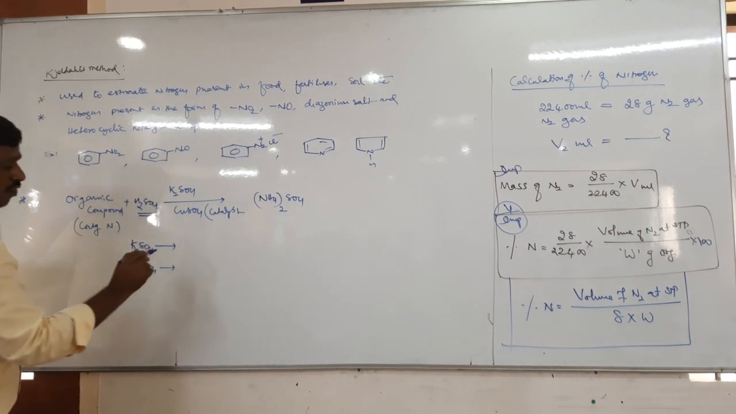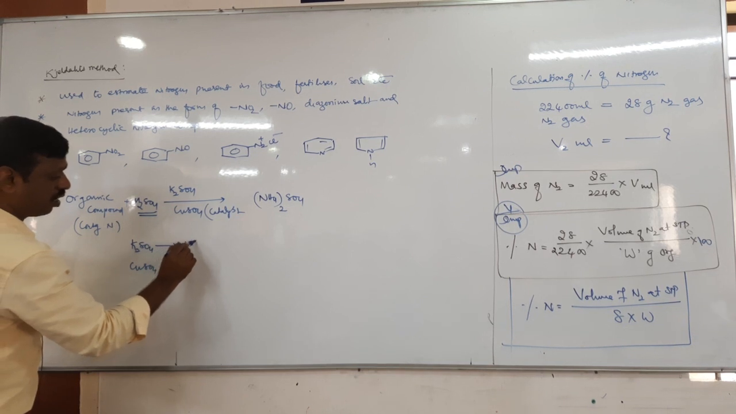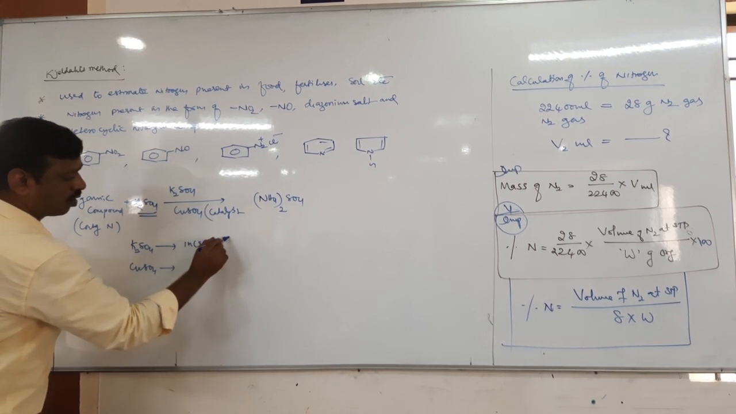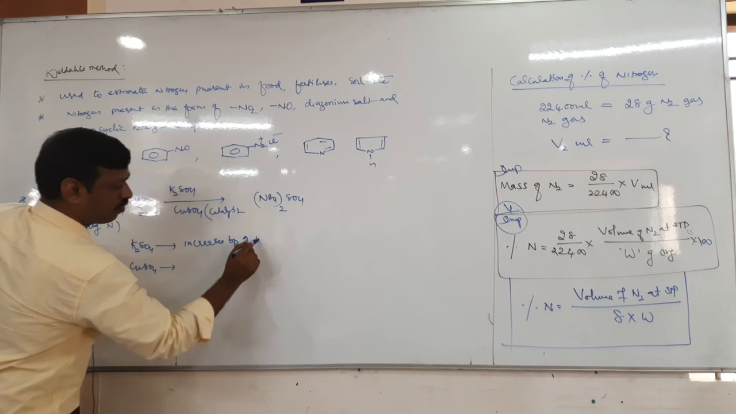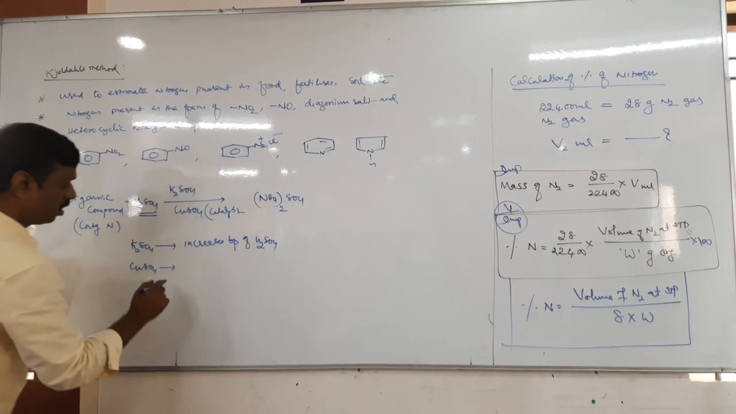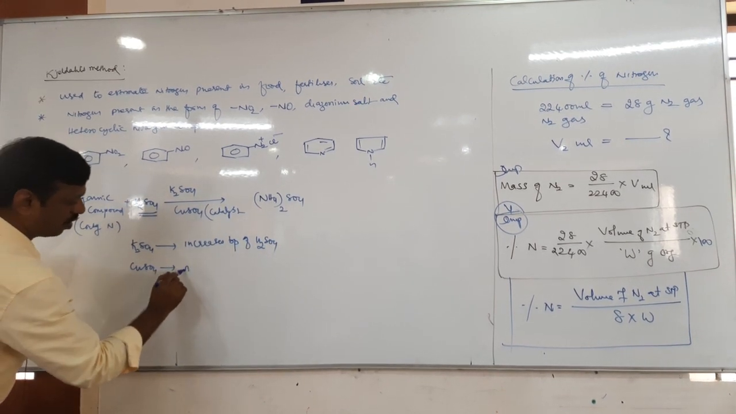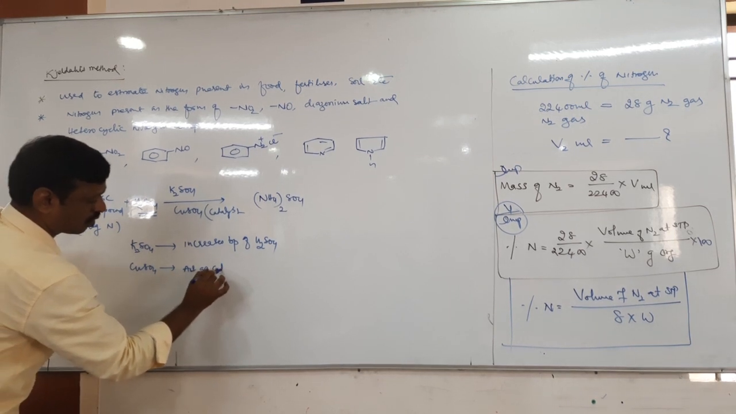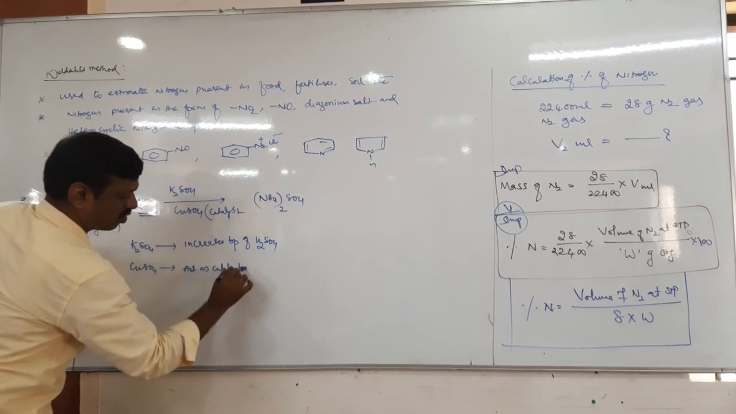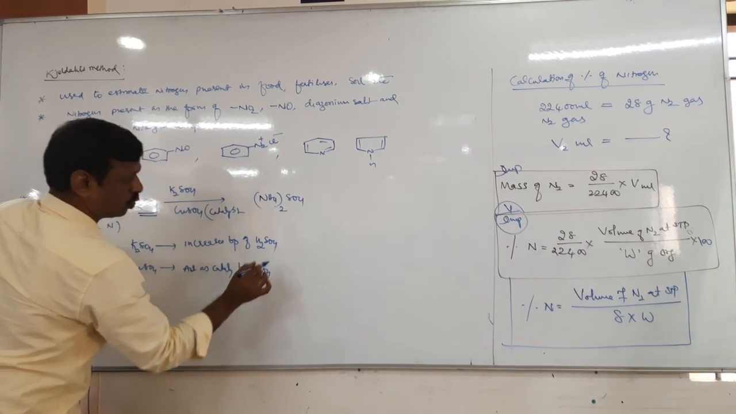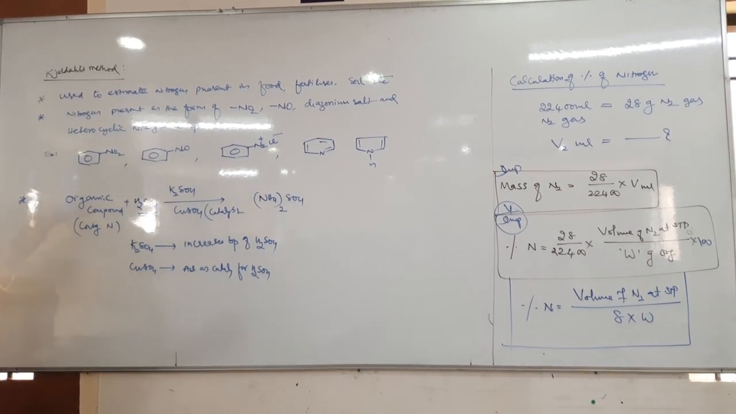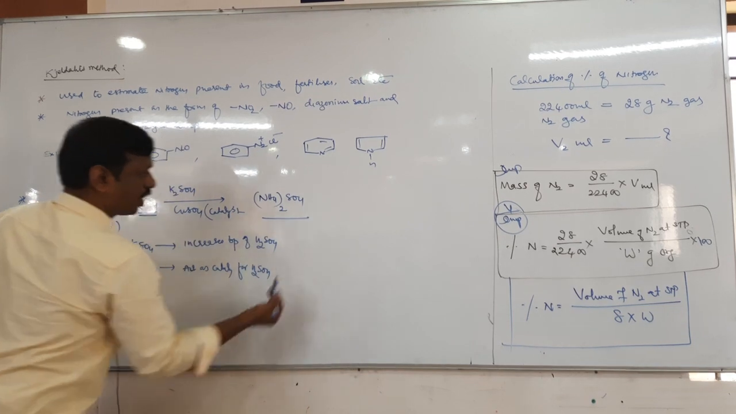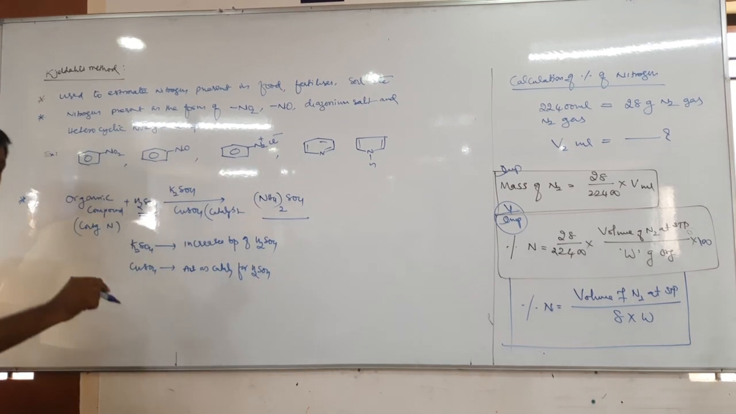K2SO4, potassium sulfate, increases the boiling point of sulfuric acid. Copper sulfate acts as a catalyst for H2SO4. Now tell me, it is ammonium sulfate, but actually we want ammonia, no?